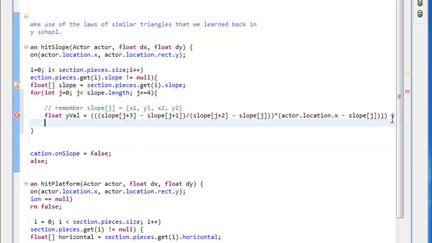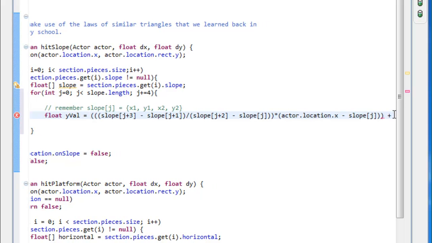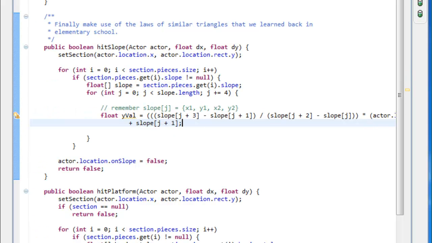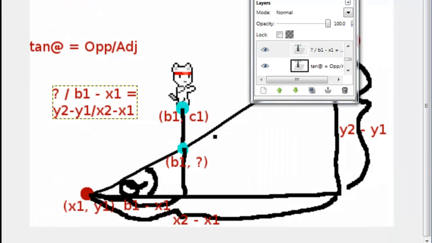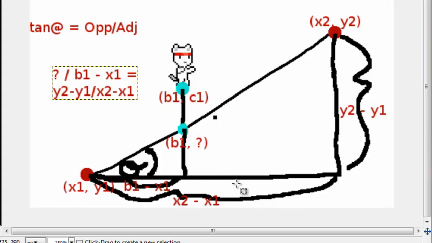Because we need to add slope j plus 1. Why are we adding y1? Well, let's check it out. We're adding y1 to the solution that we get because, remember, we're subtracting y2 minus y1, which gives us a length, and that basically ignores where we were at in the scene, which is at y1. So we lose that information, so we need to add that back in. So that's all we're going to do.